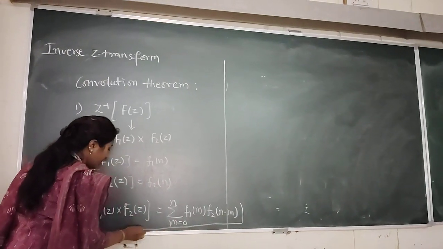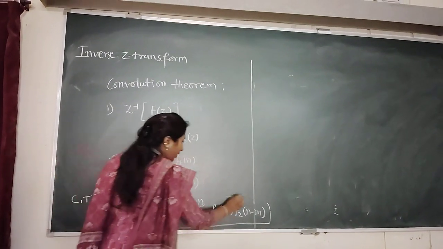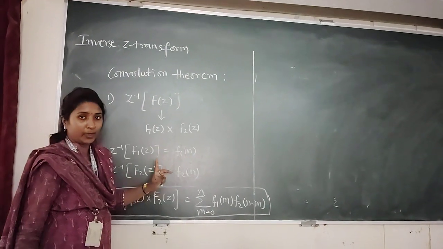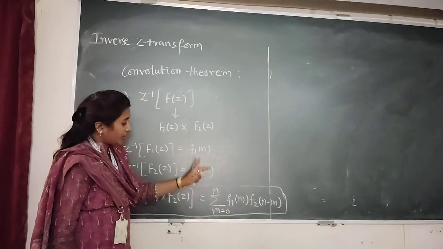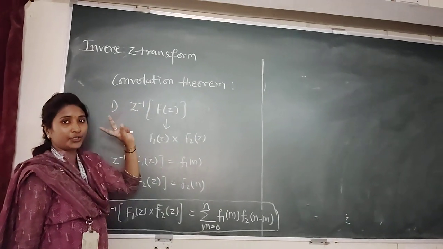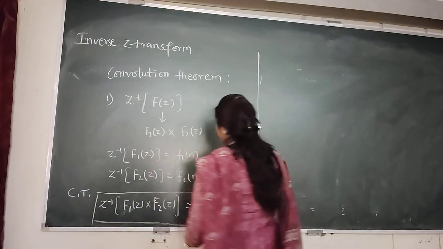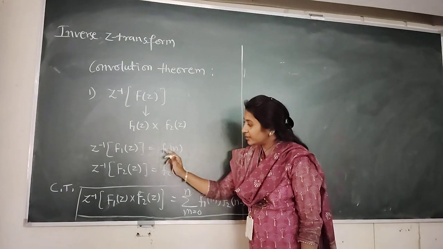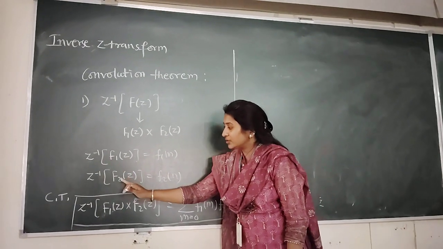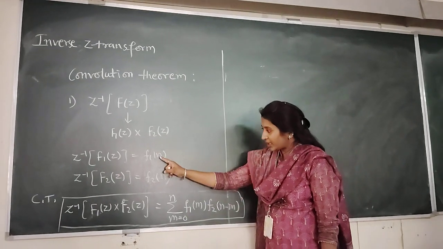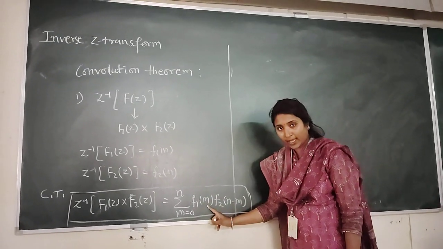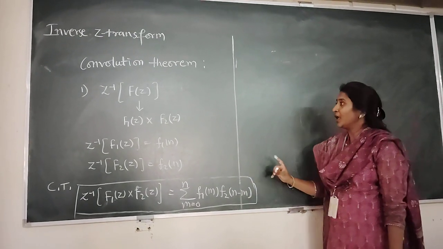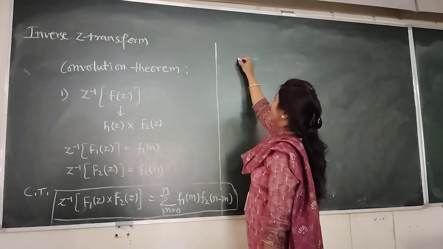So basically this is the convolution theorem, and we have to use f1(m) and f2(n minus m) in this formula, and after expanding we can get the Z inverse of the given function. Now f1(n) is obtained by Z inverse of F1(z), and f2(n) can be obtained by Z inverse of F2(z). Instead of n we have to take m, and instead of n we have to take n minus m. So simply we are taking one example here.